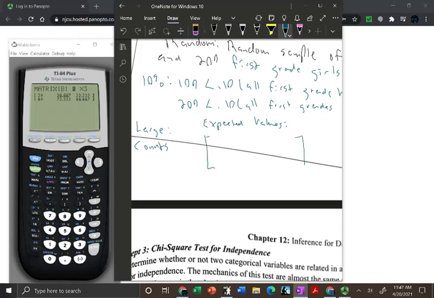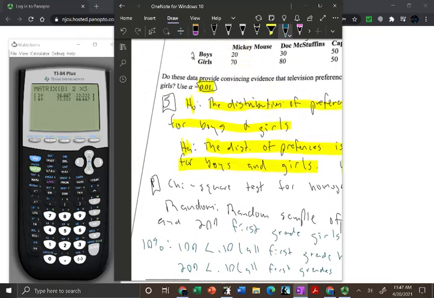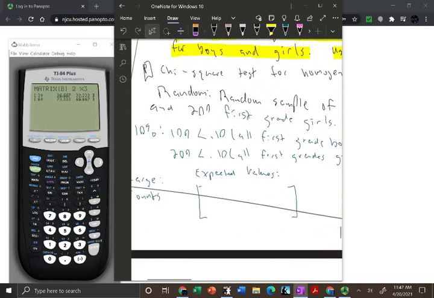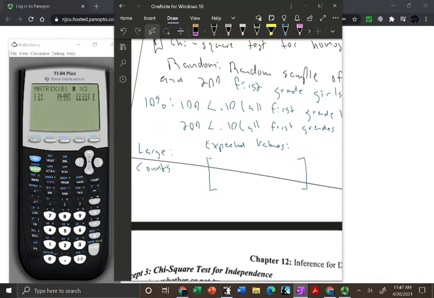Now, they said in the book you could also write them next to the original ones, and then make a key that says parentheses is the expected value. Or you can just create a whole new matrix. I'm just going to create my whole new matrix. It's up to you. This is boys, girls, and we're talking about Mickey Mouse, Doc McStuffins, and Captain Underpants. Okay, no problem.